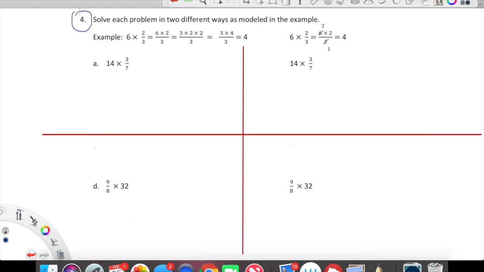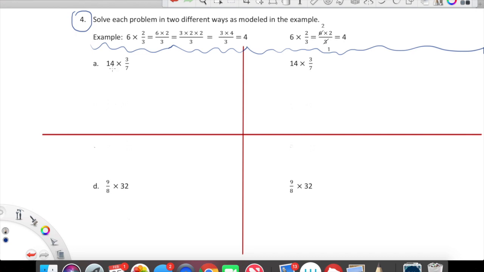Next up, we are looking to solve each problem in 2 different ways as modeled here in the example. Okay, so here's our example. I put this sort of in a quadrant because you can see that these are the problems that we're doing in 2 different ways. I just wanted to make sure that our space was organized. Okay, so for example here, you guys, we have 6 times 2/3. We're rewriting it, as you can see, in a few different ways. 6 times 2/3 equals 6 times 2 on the top over 3. That is equal to 3 times 2 times 2. We're just kind of decomposing what we have in the numerators, and then we're evaluating it.